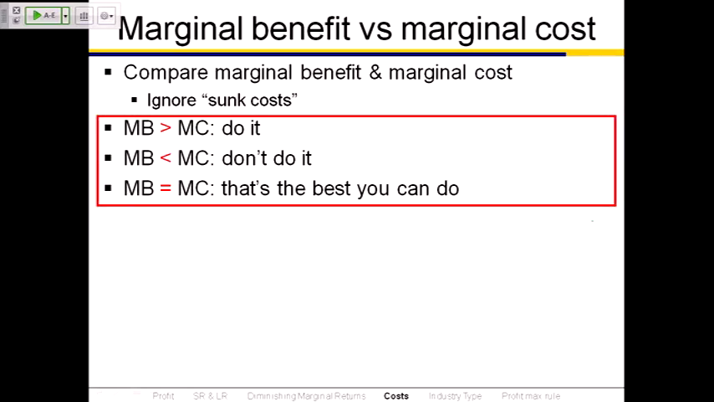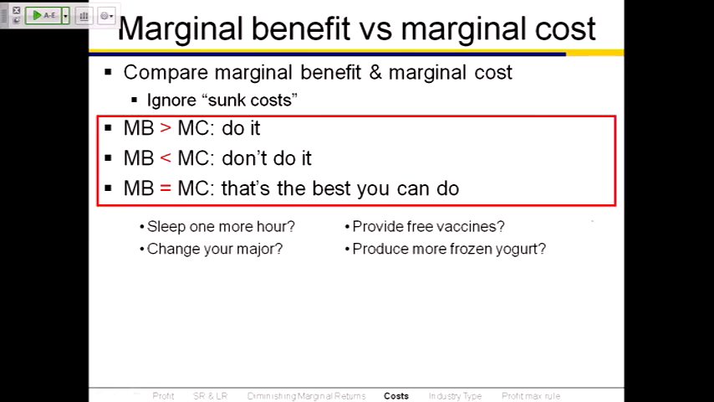You can apply this analysis not just to silly little things like how much frozen yogurt to produce, but we can apply it to things like sleep. Should you have slept 1 more hour this morning? Some people decided to roll over and whack the alarm clock and go back to sleep, because the marginal benefit of 1 more hour of sleep, feeling a lot better, was greater than the marginal cost of 1 more hour of sleep because you didn't have a midterm in your first class.